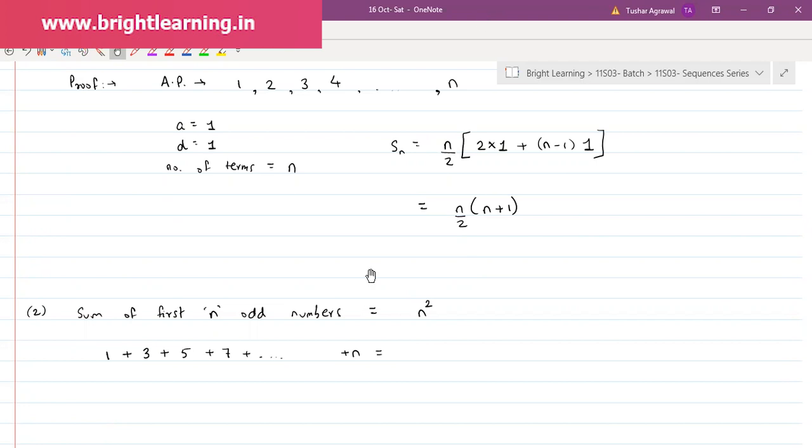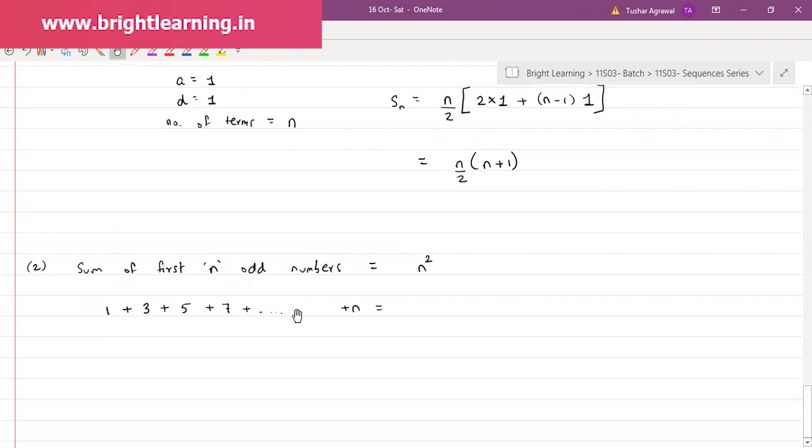Yes, sir. Okay. 1, 3, 5, 7 and so on. Don't make this mistake: I will write it as n, but n is not the last term. N is the number of terms. So for example, if I tell you the sum of the first 10 odd numbers, how will you write it? 1, 3, 5, 7, 9, 11, 13, 15, 17, 19.